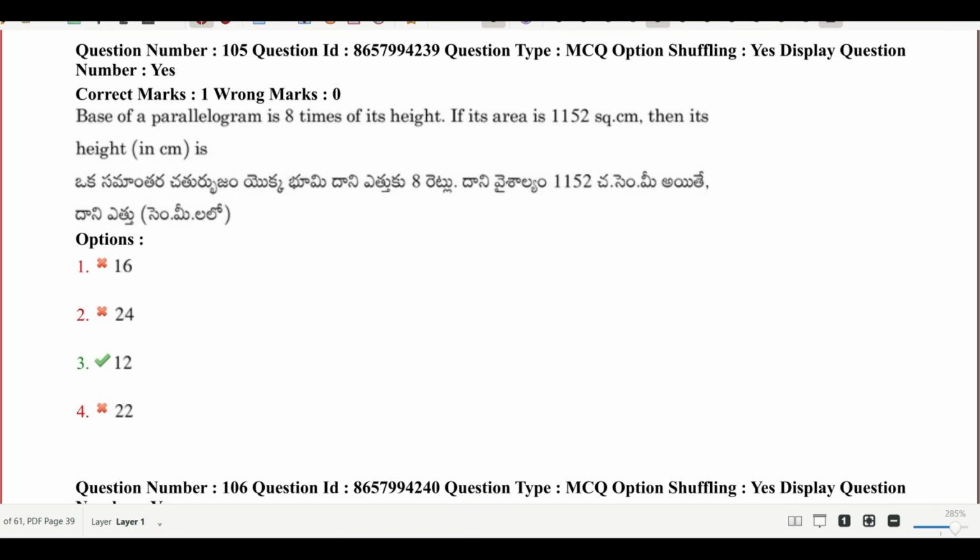The base of a parallelogram is 8 times its height. If the area is 1152 square centimeters, then its height is. Okay, here what we have been given? We have been given the area of the parallelogram, and there is a relation between the height and the base. How are height and base related? Here the base is 8 times its height.